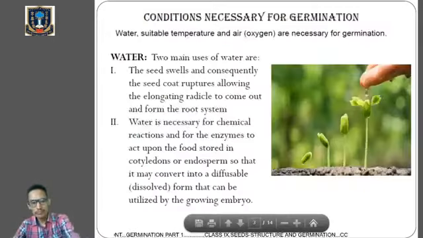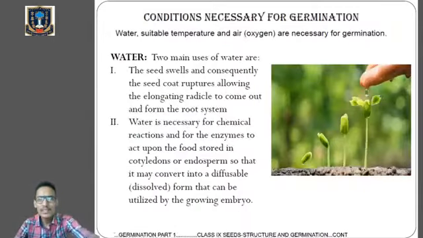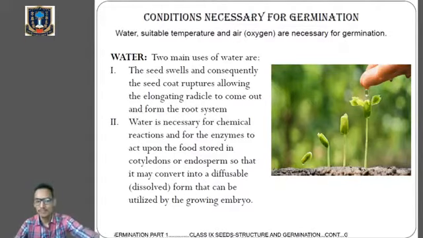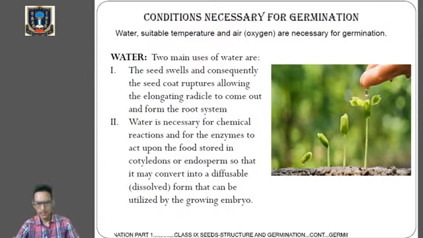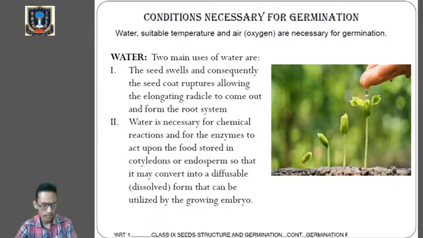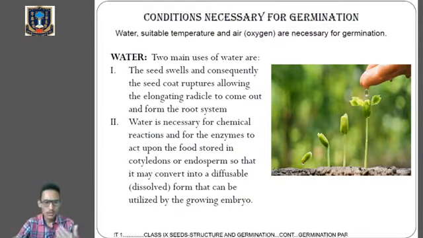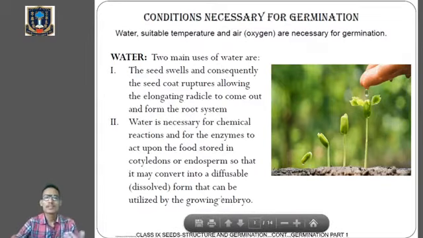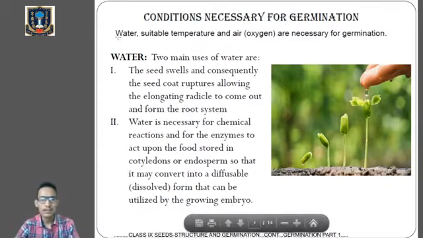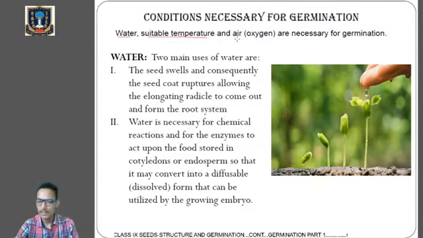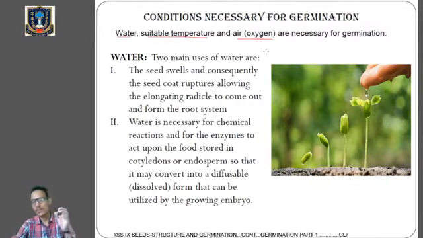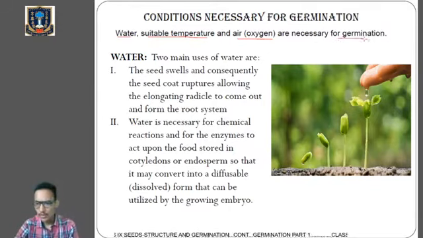Now, what are the conditions necessary for germination? There are many conditions essential for the germination of a seed. From your textbook, kindly go through page number 49. Clear? Page number 49, go through it. Mainly, the conditions necessary for germination are water, suitable temperature, and air or oxygen. These are very, very essential for germination.